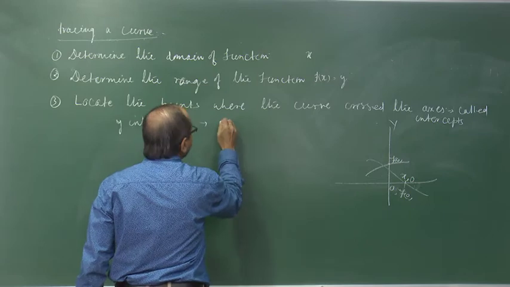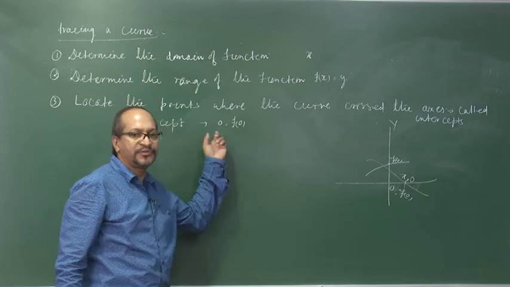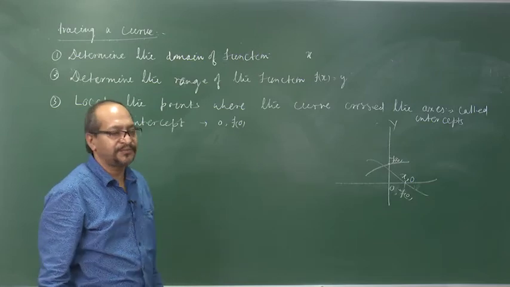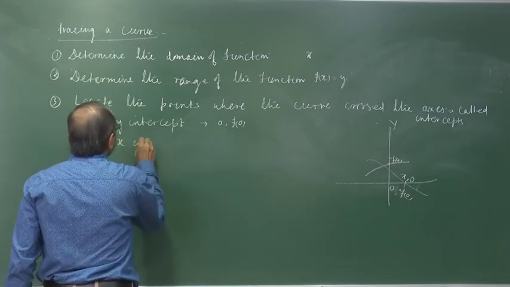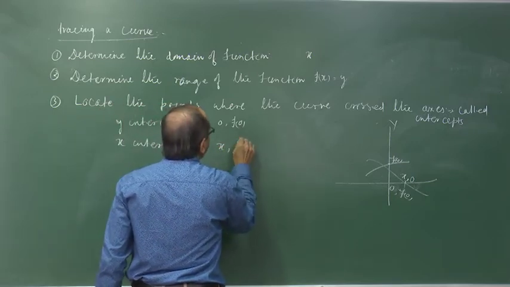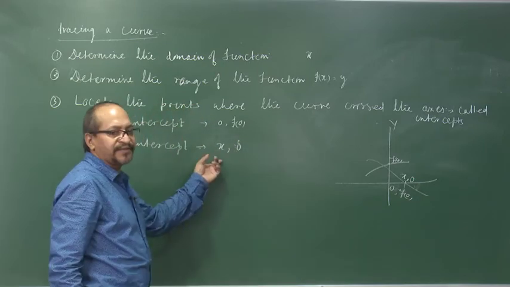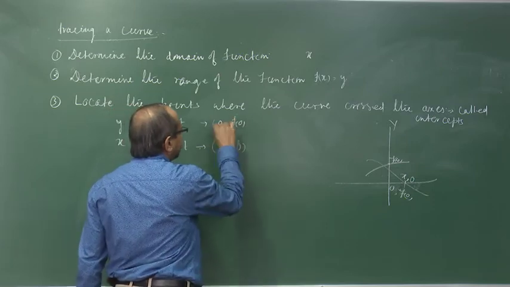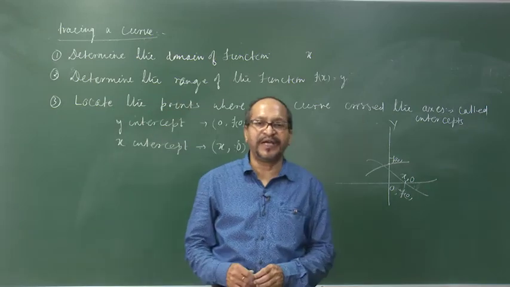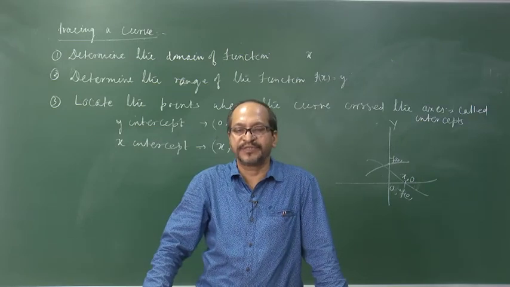So, the y intercept is the point 0, f of 0. That means in the function we have to substitute x equal to 0, find f of 0, and that will give us the y intercept. And for the x intercept, we have to put f of x equal to 0 and find the value of x. So, this is the point. Then we can have an idea how the curve is crossing the axis.